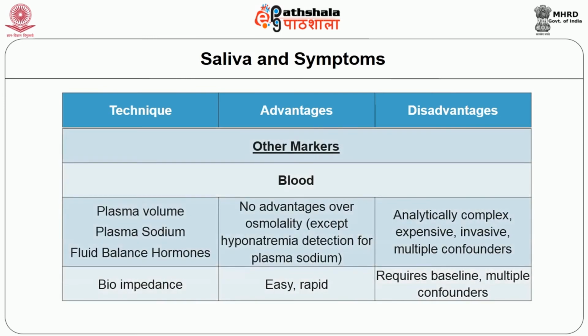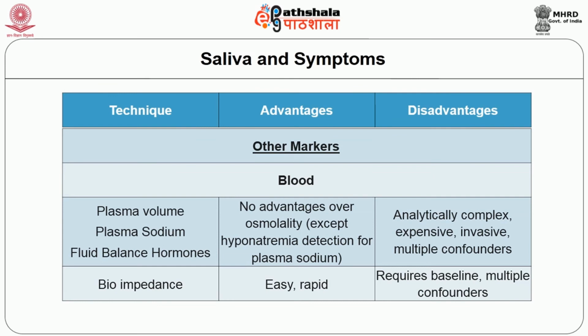The other markers used in blood are the plasma volume, plasma sodium, and fluid balance hormones. These have nothing very special as advantages over osmolality except the hyponatremia detection, which is used for plasma sodium, and the disadvantage is that analytically it is very complex, expensive, invasive and with multiple confounders.